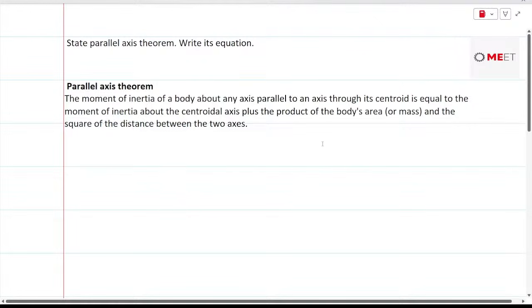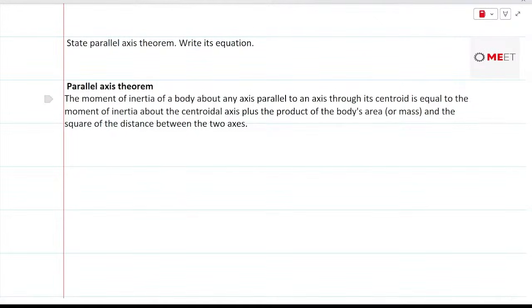State parallel axis theorem and write its equation. So here the statement is, the moment of inertia of a body about any axis parallel to the centroidal axis is equal to the moment of inertia about the centroidal axis plus the product of the body's area or mass and the square of the distance between the axes. So this is more or less an elaboration of a mathematical equation.